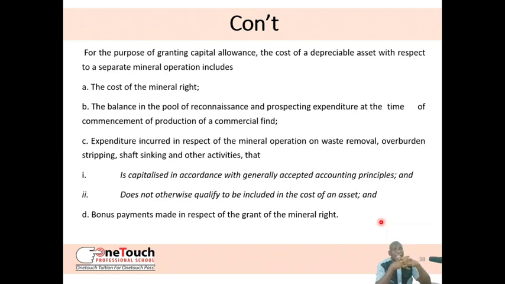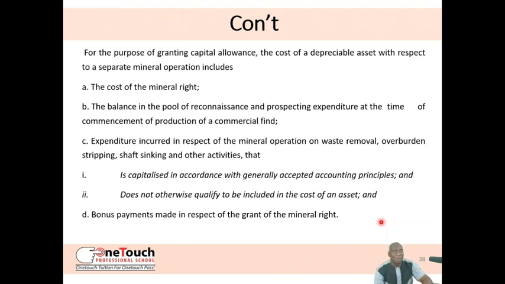Okay. Expenditure incurred in respect of what? The mineral operations on waste removal, overburdening, stripping, shaft sinking, and other activities. That is capitalized in accordance with the generally accepted accounting principles and does not otherwise qualify to be included in the cost of an asset, can also be included. Very important. And then bonus payment in respect of what? The grant of what? The mineral rights. All these are expenditure which can be allowed for purpose of what? Inclusion for capital allowance purposes.